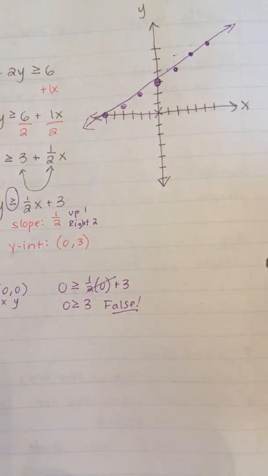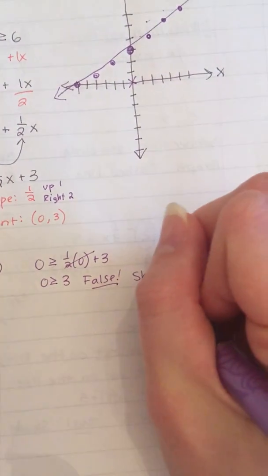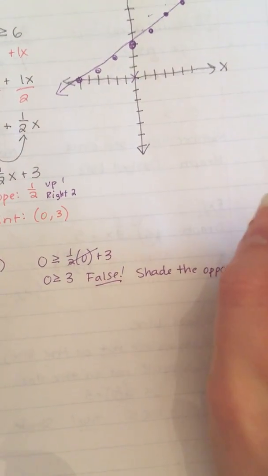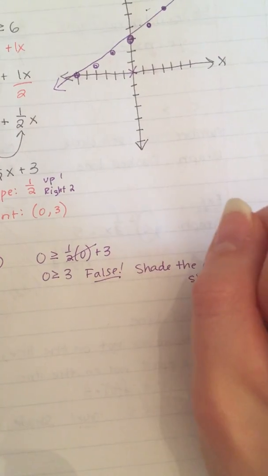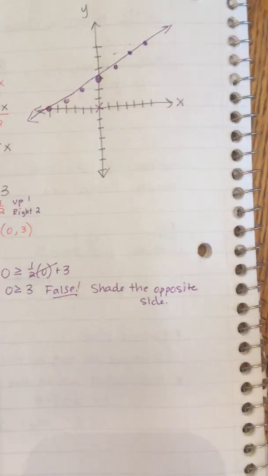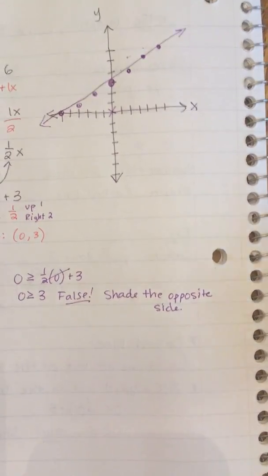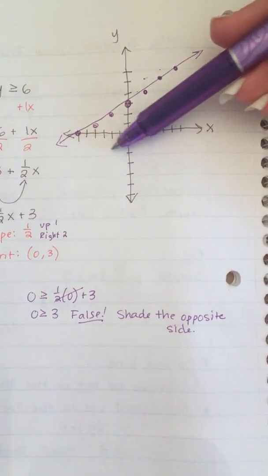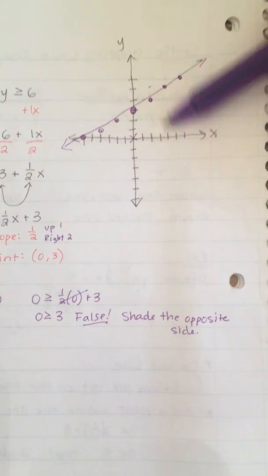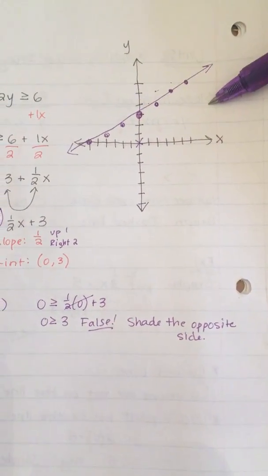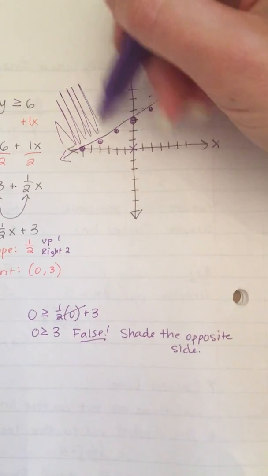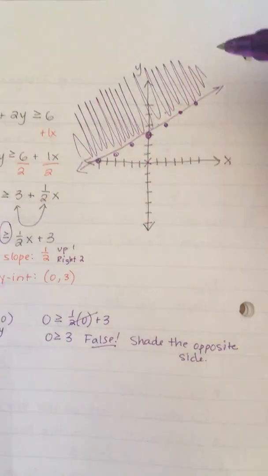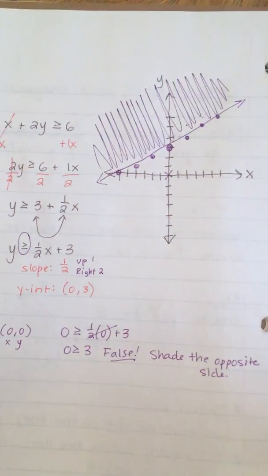So if it's a false statement, I'm going to shade the opposite side. I'm not going to shade the side that 0, 0 is on, because this is not a solution, because it gave me a false statement. So that means all these other points here will end up not being a solution either. I'm going to shade the top of the line. So there's my entire answer.